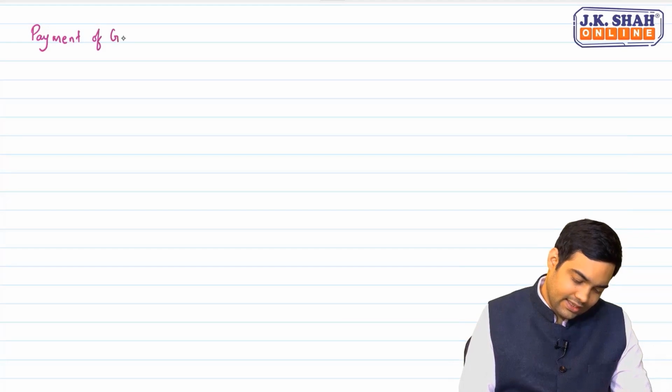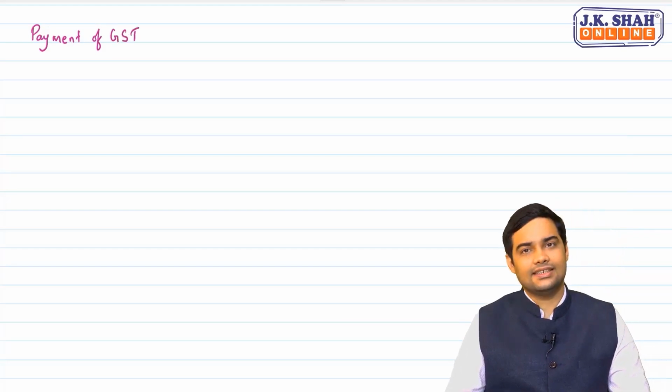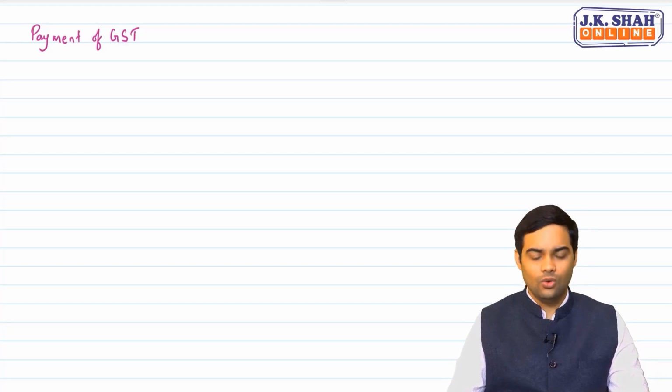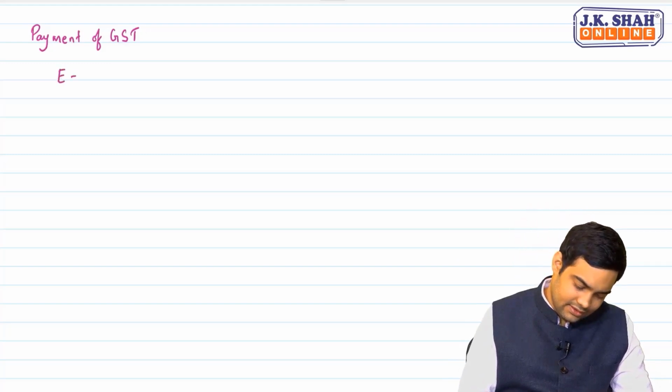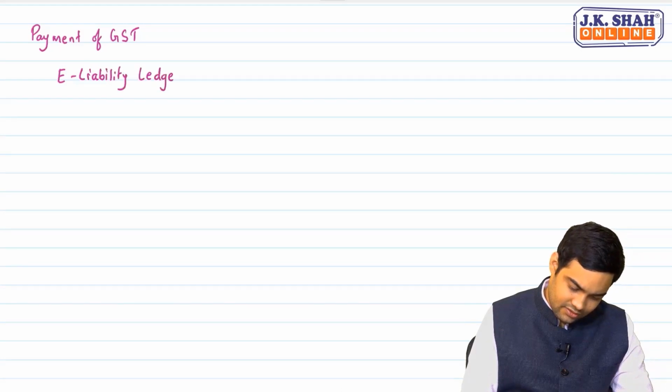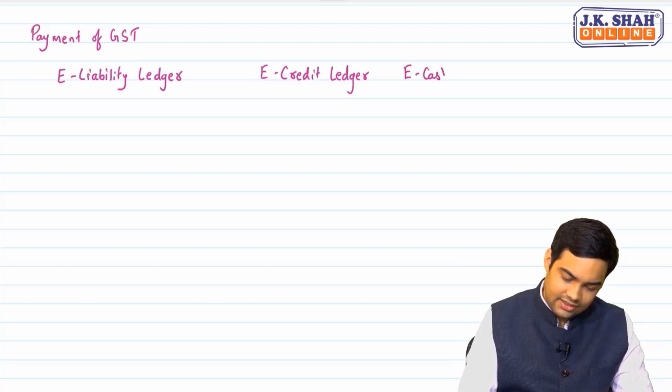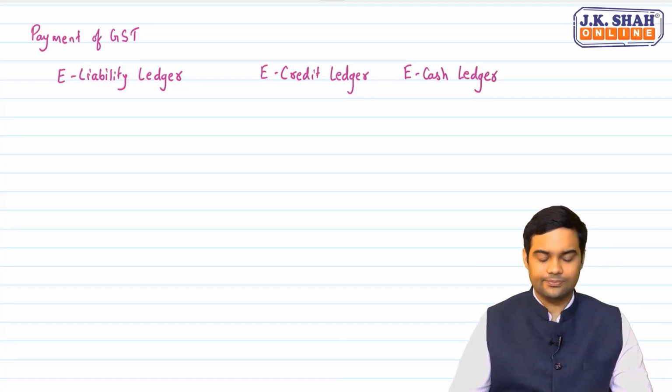Now, there are three ledgers on the website. Once you log in to your account, there is an e-liability ledger, e-credit ledger, and the third one is the e-cash ledger. These are the three ledgers which are there online.